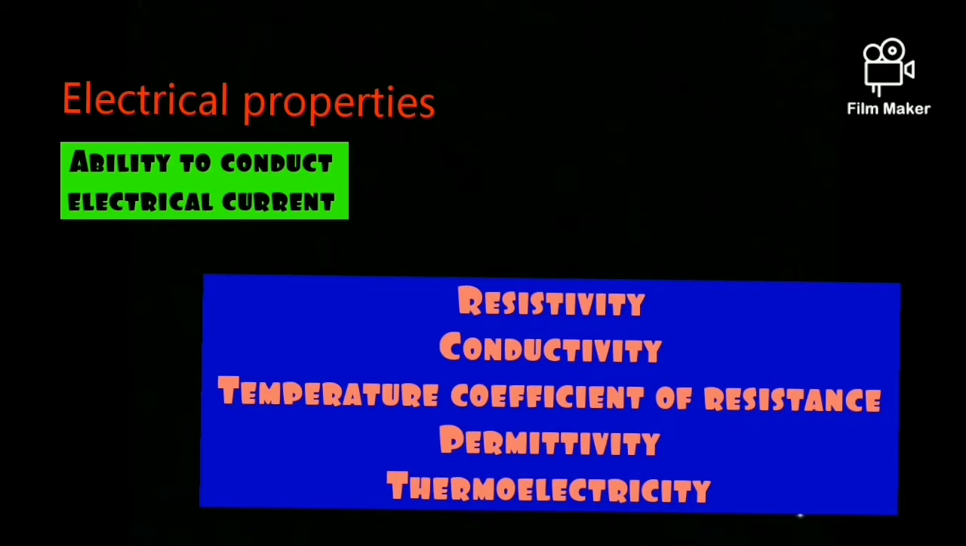Today's experiment is about the electrical conductivity in 3 different types of material. First of all, let me explain to you all about the electrical properties. Electrical properties are their ability to conduct electrical current. There are 5 electrical properties, which are resistivity, conductivity, temperature coefficient of resistance, permittivity, and thermoelectricity. The electrical property in our experiment today is only about the conductivity of the material.